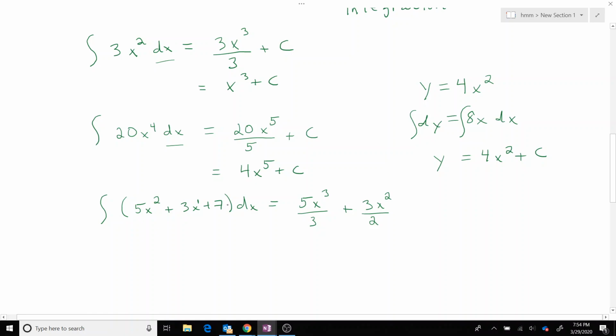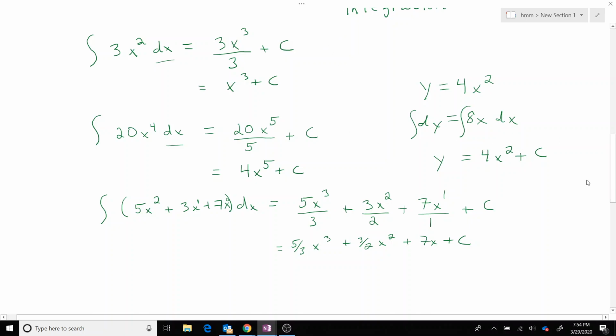That's a tricky one right there because I don't see the x, but there actually is an exponent right there, gentlemen. It's actually an x to the 0 is what we've got right there, because x to the 0 is just a 1. So what I end up with is, I add 1 to the exponent, so I'd have 7x to the first, and I divide by 1. And then don't forget that c out there. So this guy here ended up being 5/3 x cubed plus 3/2 x squared plus 7x plus c is our answer for that guy right there.